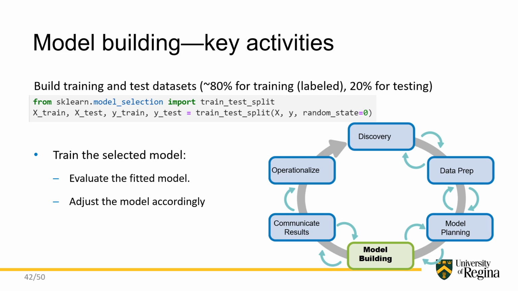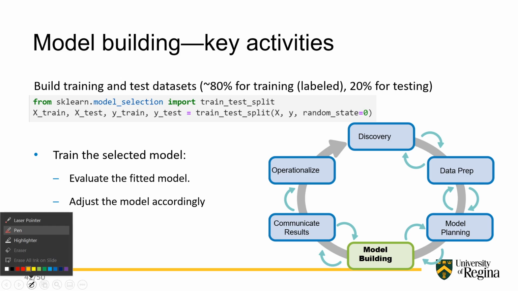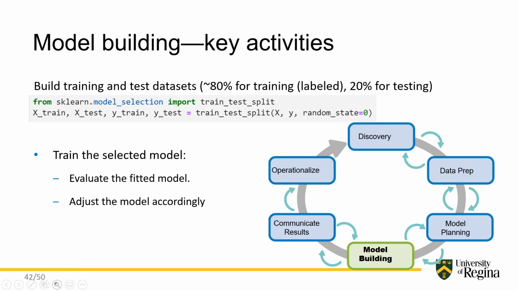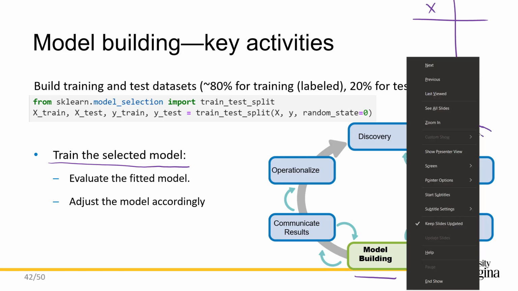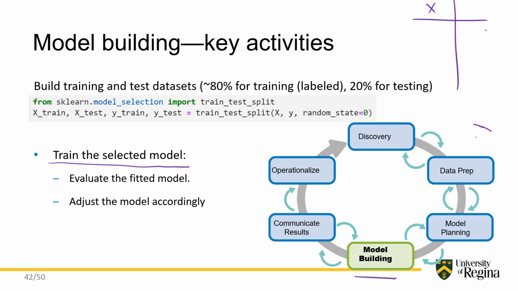So now that you have successfully planned your model, it's time to build your model. What does model building mean? Model building is trying to train the selected model using the training data. Training data is labeled data. So imagine that your data looks like this. I've got my input and this is my output.